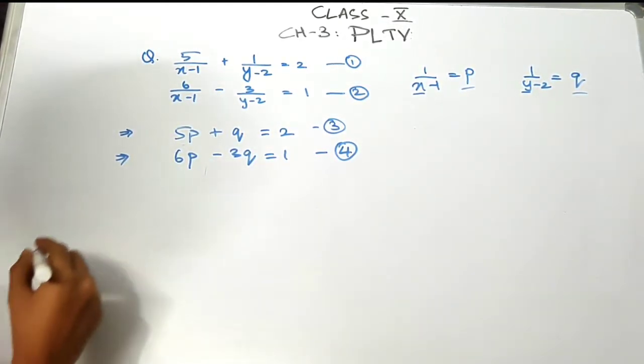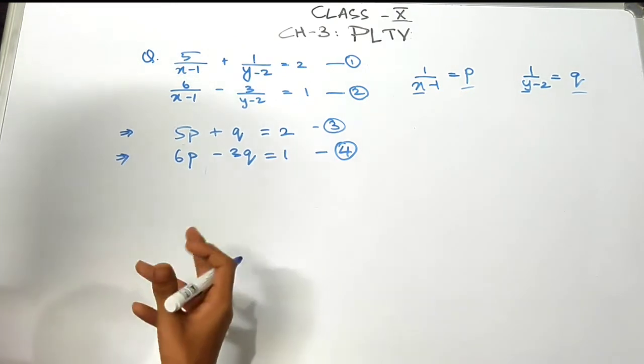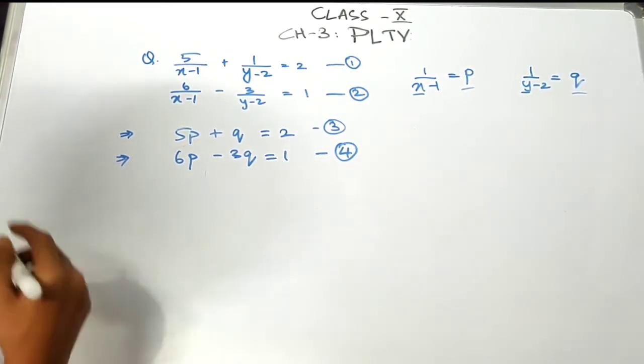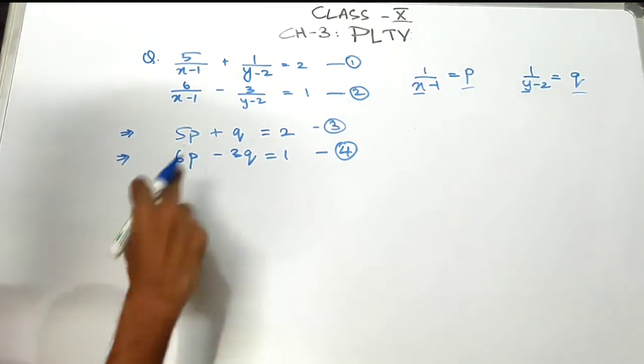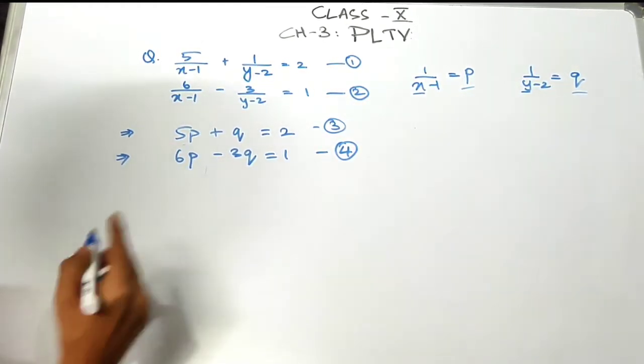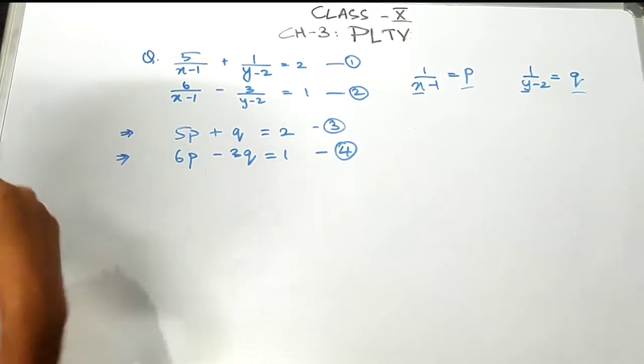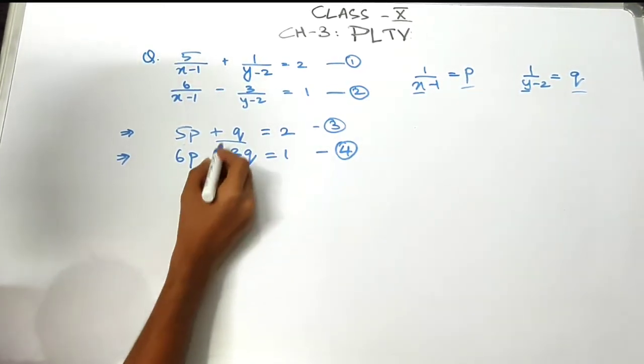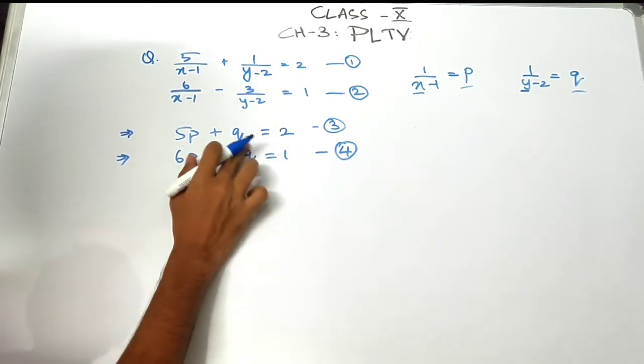So what you do over here is, I am choosing the elimination method, so just try and follow along. Now what we do over here is eliminate one of these variables, p or q. I am trying to eliminate q in this equation. So how can I eliminate q? I have to bring the above to 3q.